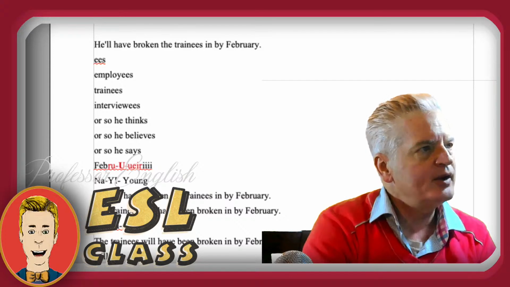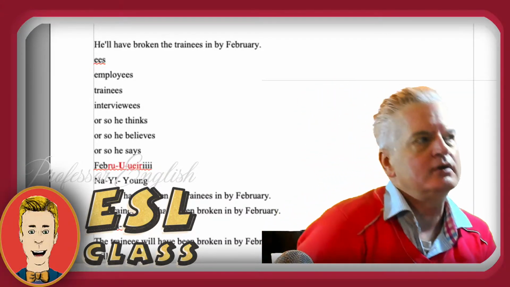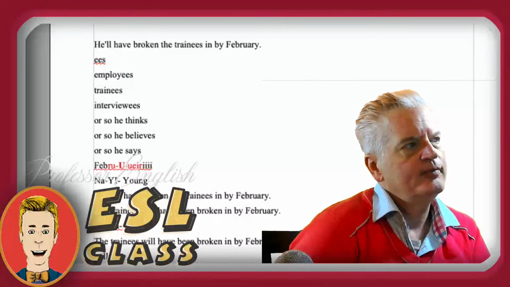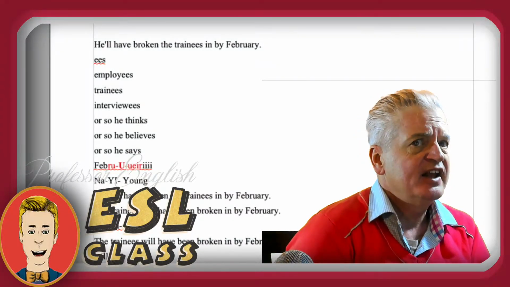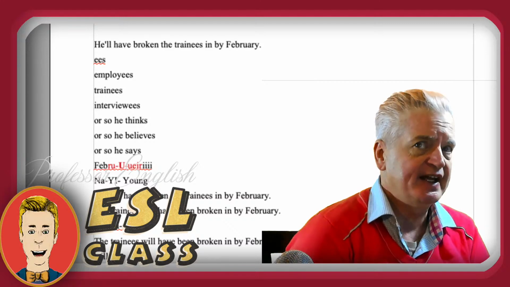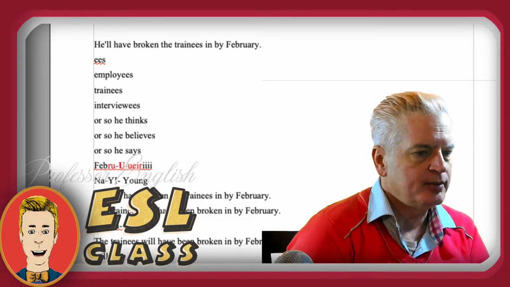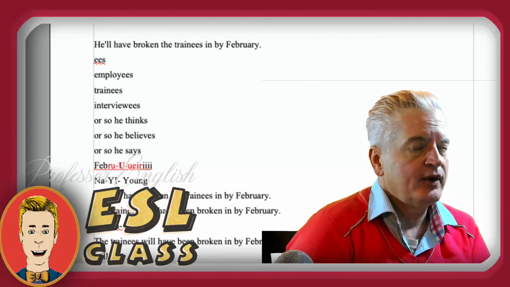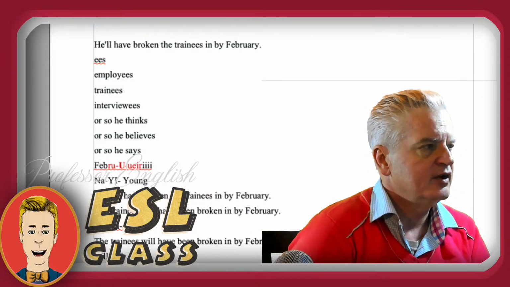Okay, now you can make a contraction with he will. He will. He'll have. He'll have broken in. He'll have broken in the trainees by February. And that's a perfectly acceptable contraction that you can write if you want. You can write that if you like.